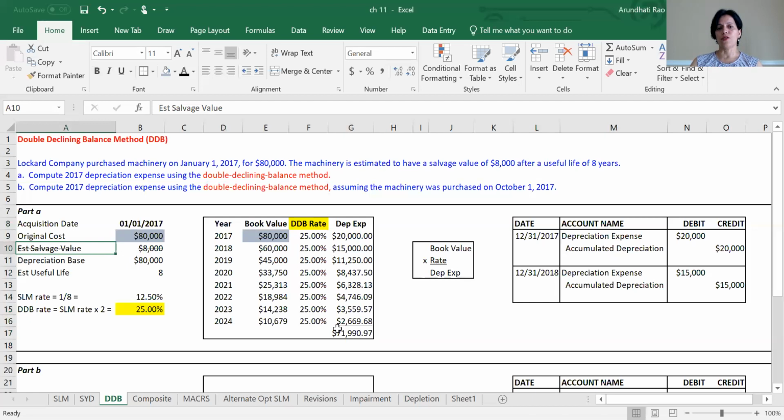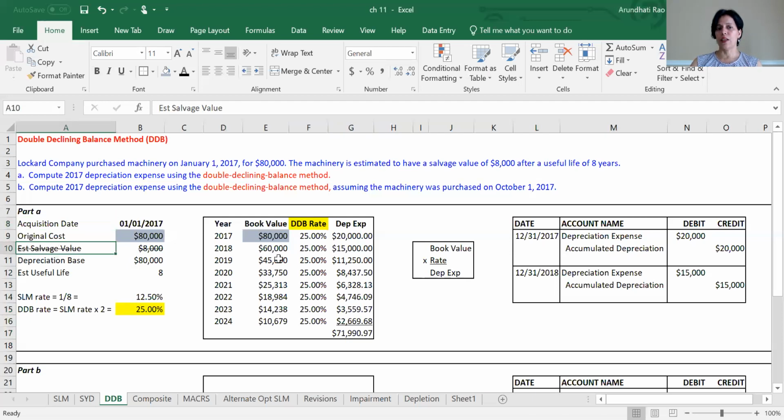So a lot of companies just choose to make the adjustment towards the end. So once again, when we are looking at the declining balance method, the rate of straight line is 1 divided by the life. Look to see what the problem says. If it's double declining, you'll multiply by 2. If it was 150% declining balance, you'd multiply by 1.5.